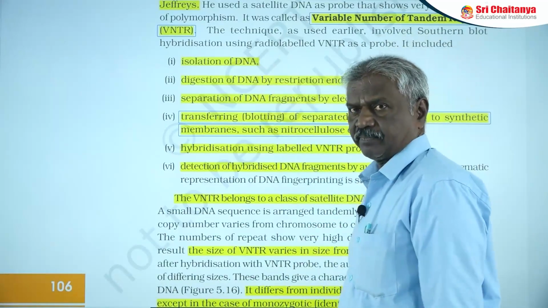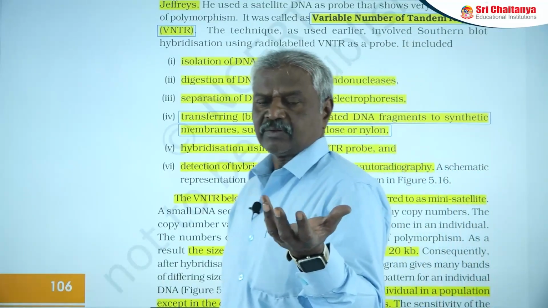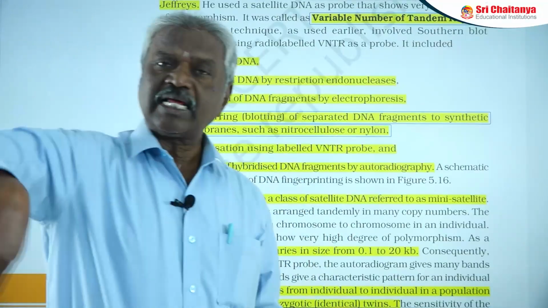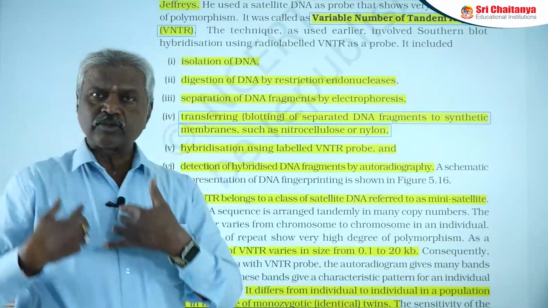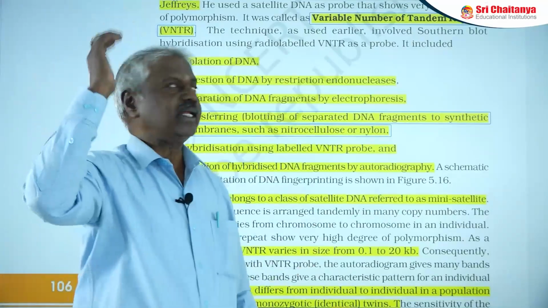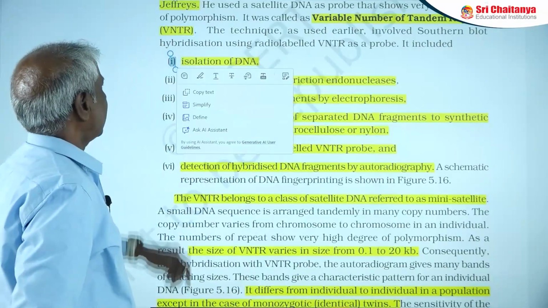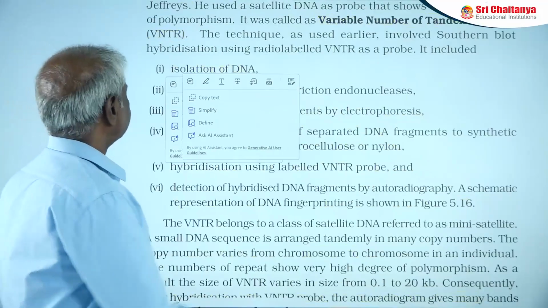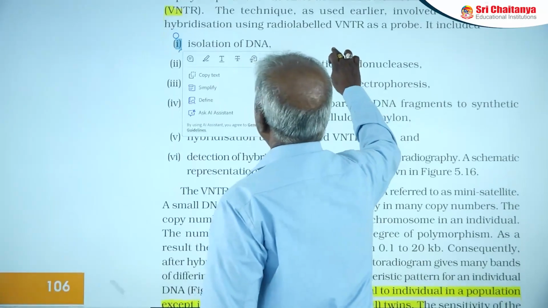First of all, isolation of DNA. A cell is taken from the person, from which the nucleus is isolated, the nuclear membrane is removed, chromosomes are isolated, the chromosomal proteinaceous pellicle is removed, and the total DNA is isolated. The first step: isolation of DNA.